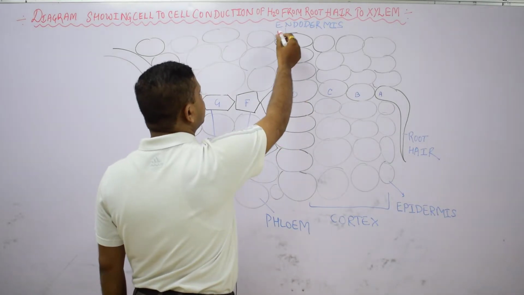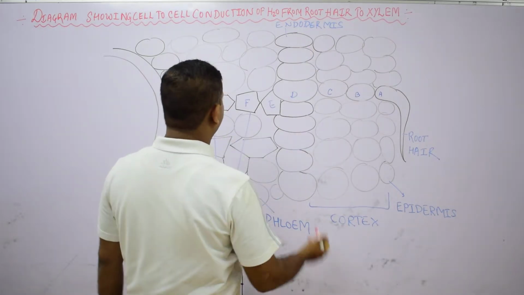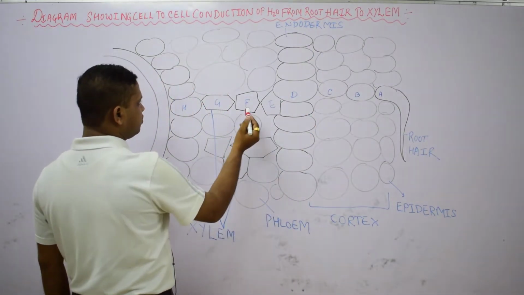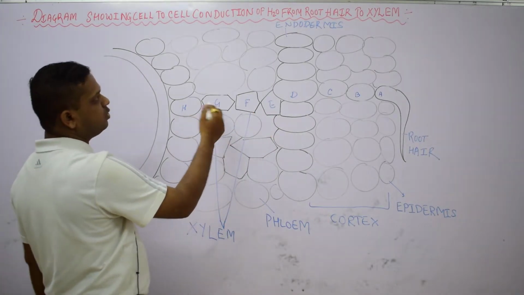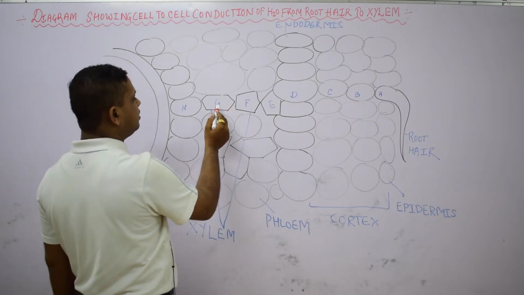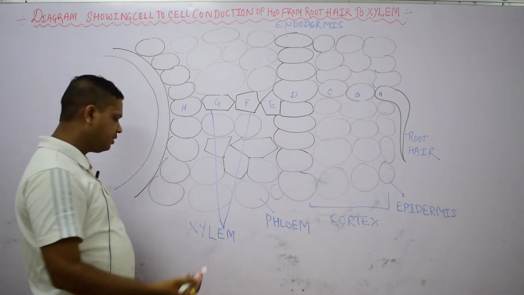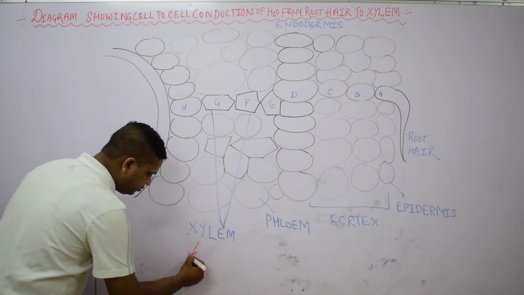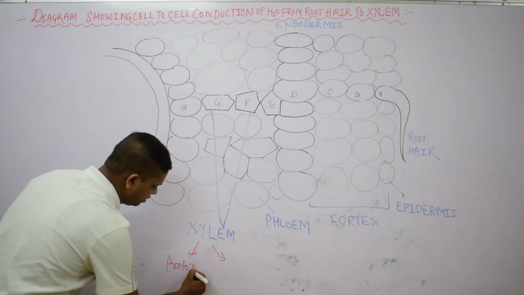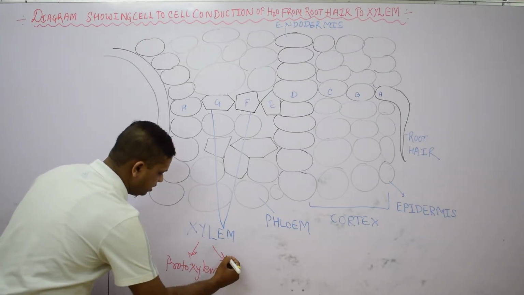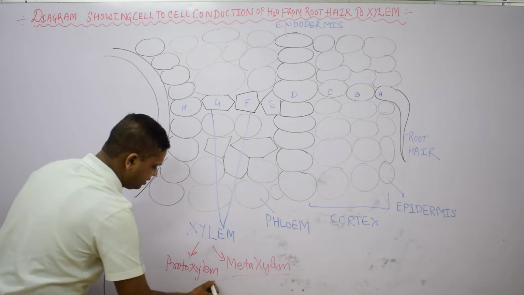Now, you will see this region is known as endodermis. This region is known as the endodermis region, and when you move inside, you will find the cells at the center of this diagram, which shows cell to cell conduction from the root hair. These cells are known as xylem cells. Xylem cells are divided into two parts. One is known as protoxylem and the second is known as metaxylem. Protoxylem as well as metaxylem.